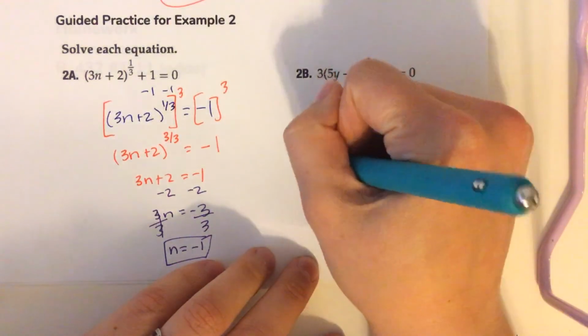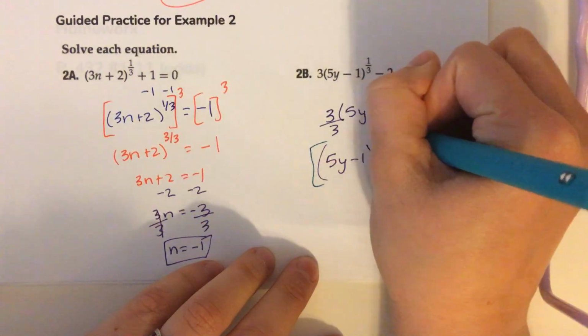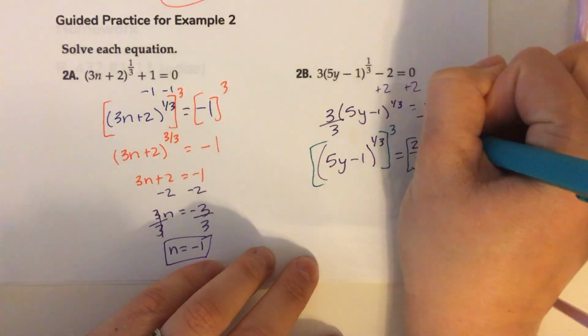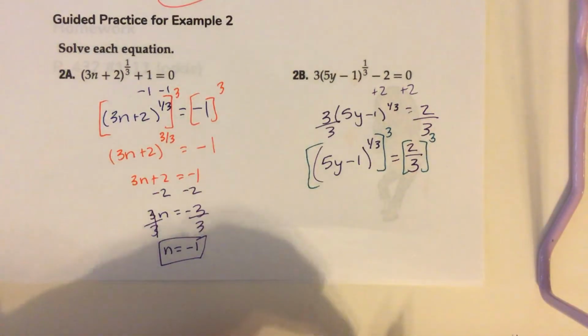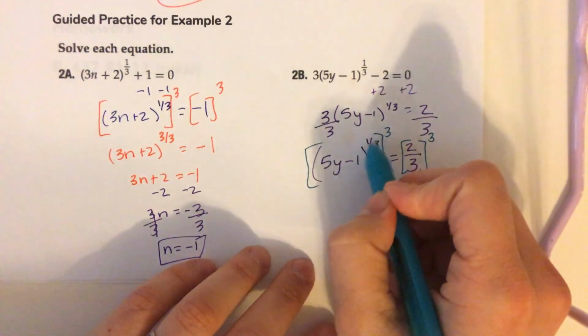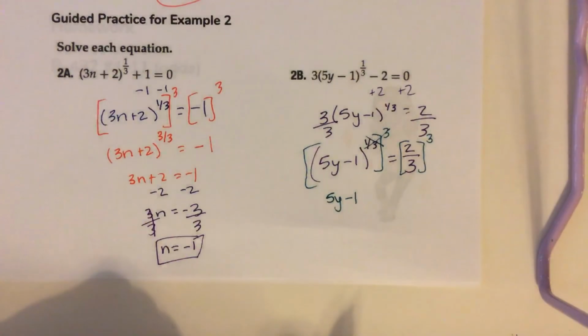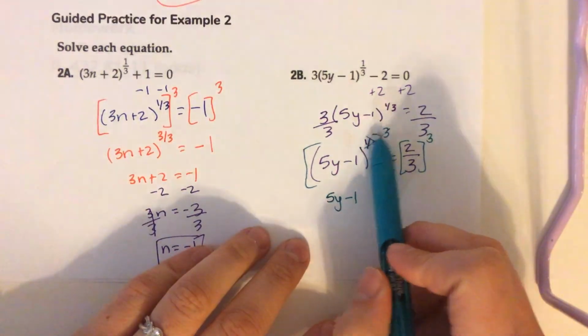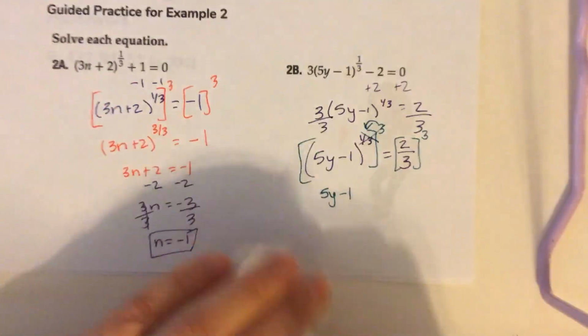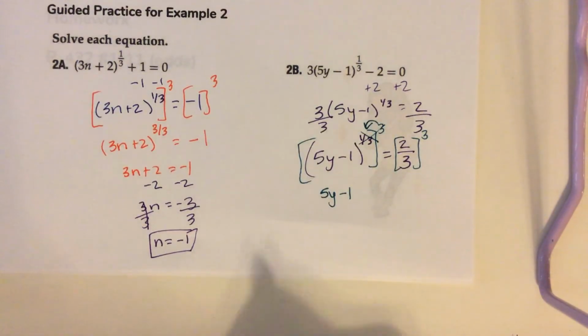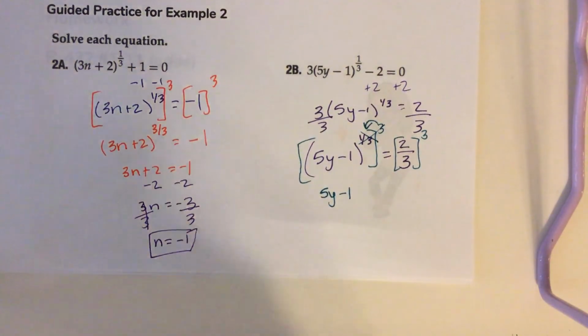From here, same idea. Hopefully you guys are seeing the pattern. We raise both sides to that third power. We know that these are just going to cancel. We're left with 5y - 1. We know that when we multiply this 3 to that fraction exponent right there, it's just going to become 1. That's the whole reason why we're doing it.